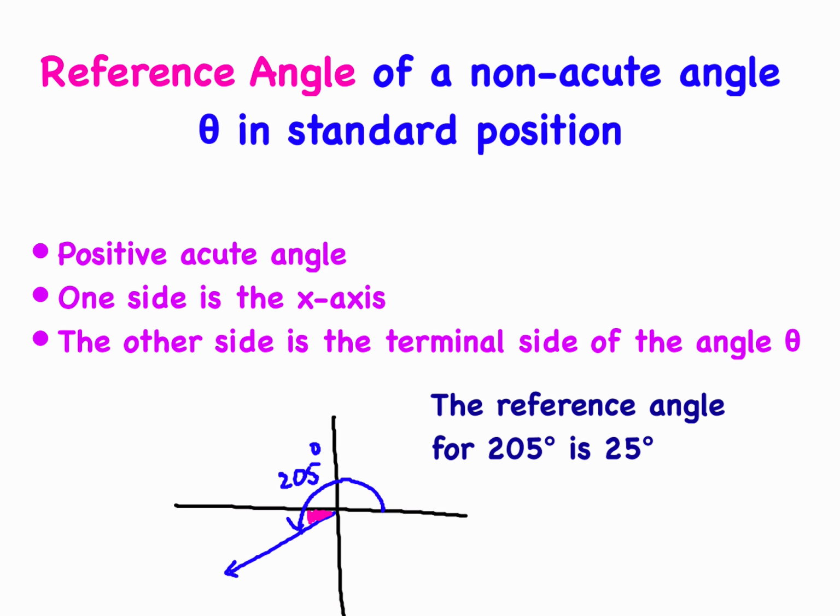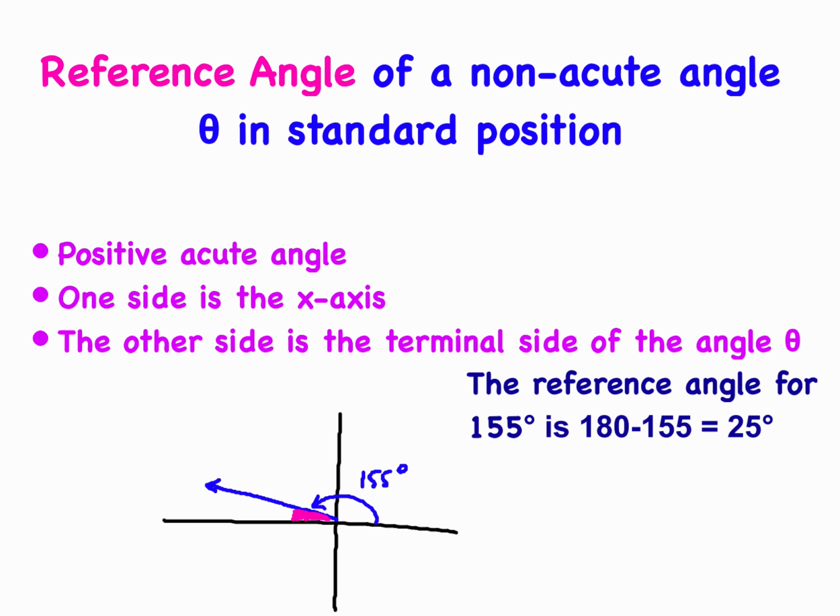You can see that if you think about the fact that 205 degrees is 180 plus some more. The reference angle is the some more part. So the reference angle is 25 degrees.